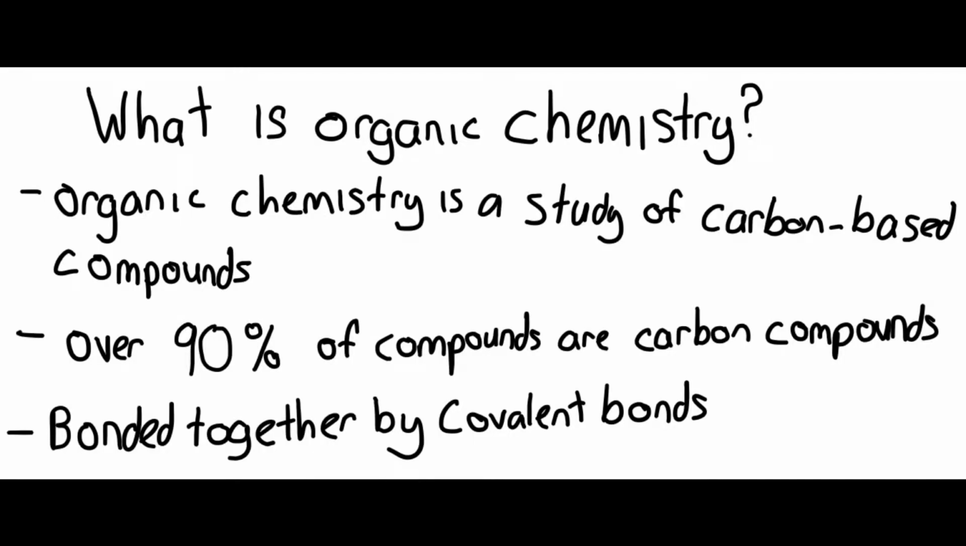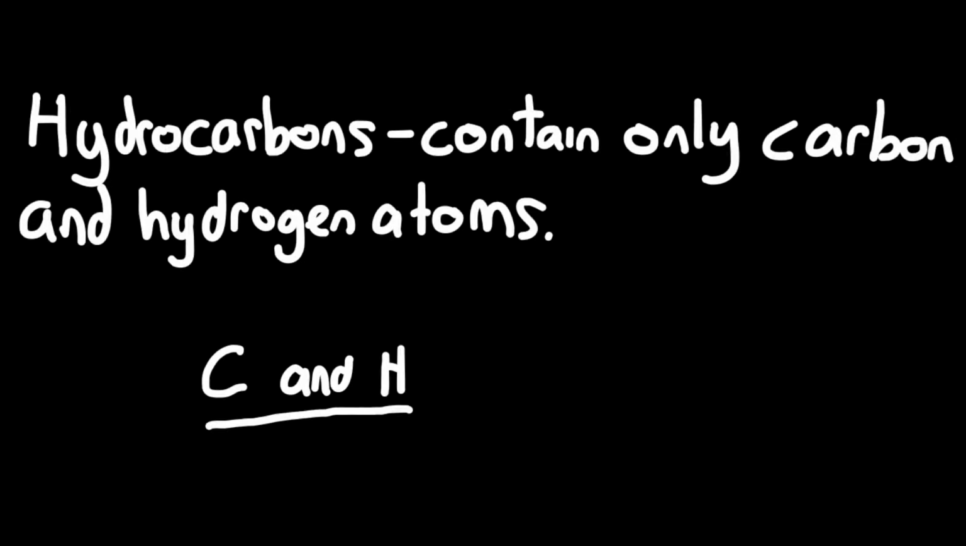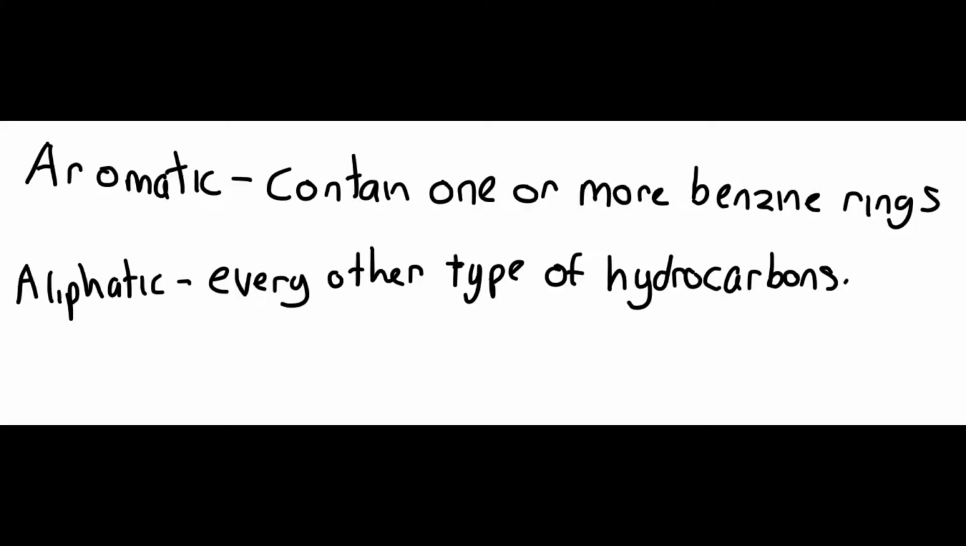What is organic chemistry? Organic chemistry is a study of carbon-based compounds. Over 90% of compounds are carbon-based compounds. These compounds are bonded together by covalent bonds. Hydrocarbons are compounds made only of carbon and hydrogen, as said in the name. They can either be aromatic or aliphatic. Aromatic compounds contain one or more benzene rings, while aliphatic compounds are all other types of hydrocarbons.